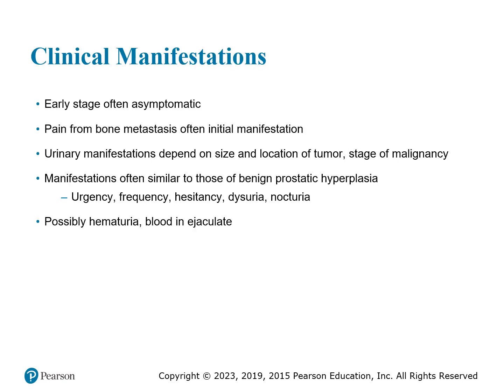Men with early stage prostate cancer often have no symptoms. Pain from metastasis to bones is frequently the initial symptom that's noted. Urinary manifestations depend on the size and location of the tumor and on the stage of the malignancy. Symptoms are often similar to benign prostatic hyperplasia, such as urgency, frequency, hesitancy, dysuria, and nocturia. The man also may notice hematuria or blood in the ejaculate. On page 133, there is a table on clinical manifestations and the therapies used.